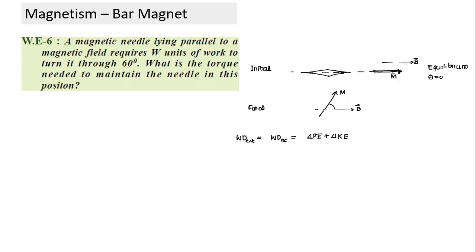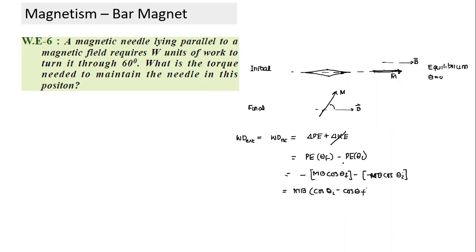And whenever it is rotated here, there's no change in kinetic energy. So work done will be equal to PE corresponding to theta final minus PE corresponding to theta initial. But what is potential energy? Potential energy is minus MB cos theta. So final minus MB cos theta initial. And if we take care of the negative sign, we can also write work done as MB times cos theta initial minus cos theta final.